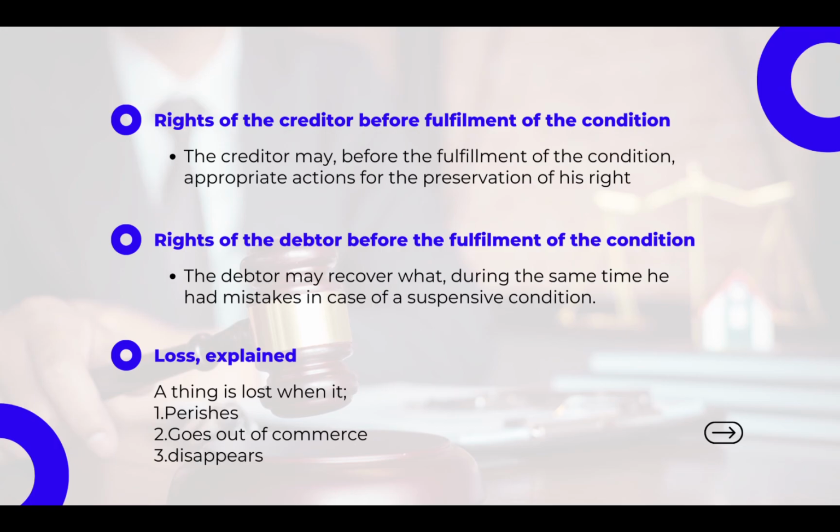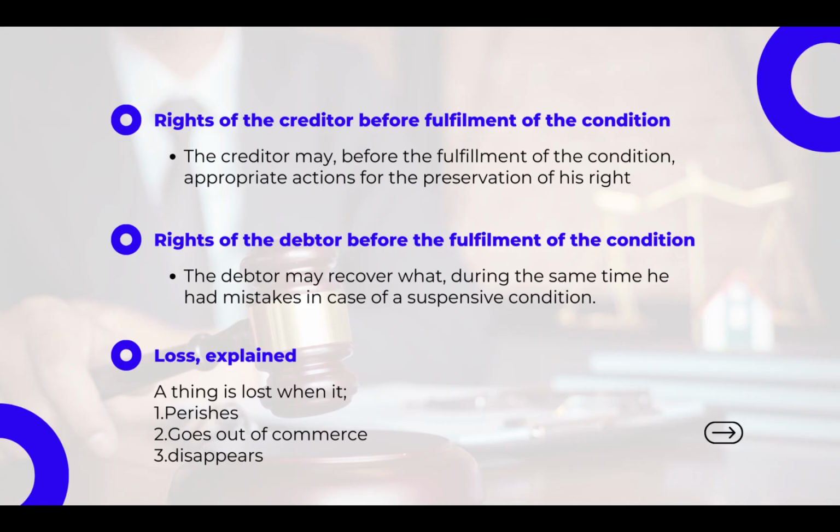Okay, that goes out of commerce. So halimbawa, nagtitinda ka ng mangga, hindi mo na pwedeng ibenta ito because it is already considered lost if it perishes, kung ito ay nasira. Nagtitinda ka ng analog, wala na mapapakinabangan yan, then it goes out of commerce. It is also considered lost. Disappear, class, it is self-explanatory.